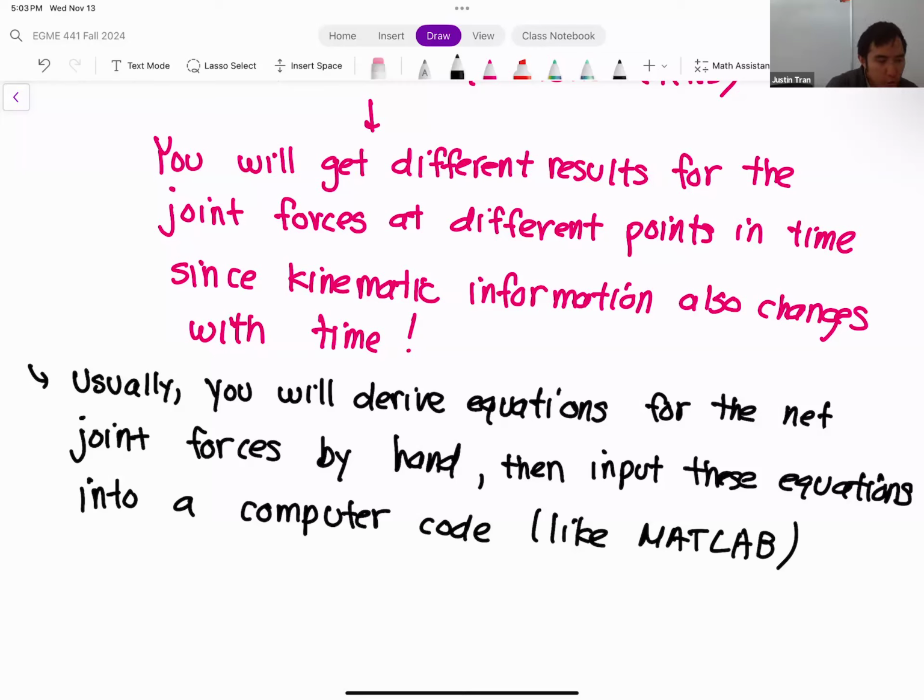Right. So you derive those equations, you input them into MATLAB. So MATLAB's going to do most of the calculations for you. At the same time, you're going to load the kinematics data into MATLAB as well. So that's probably going to be some very large data table that you load into MATLAB.